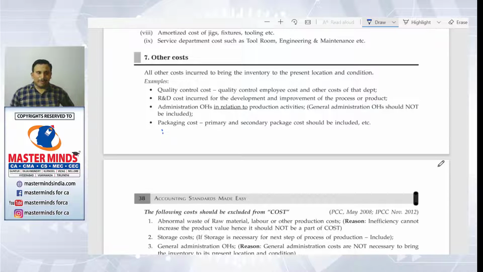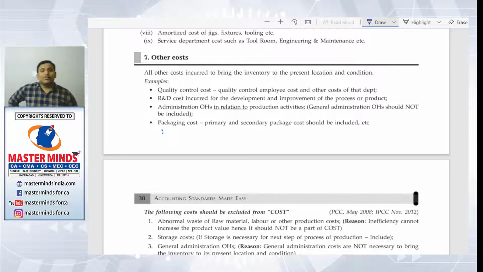Right. Now let us continue with other costs. I've said you totally 3 types of costs: the cost of purchase, cost of conversion, and then other costs. Now let me go to the other costs. So what are these other costs, sir? What are these other costs?